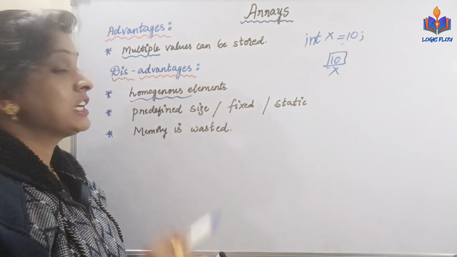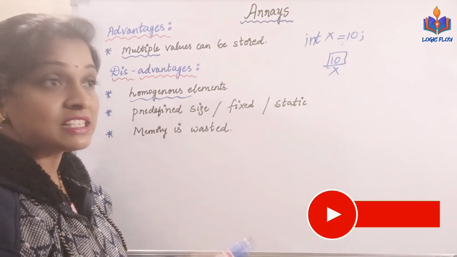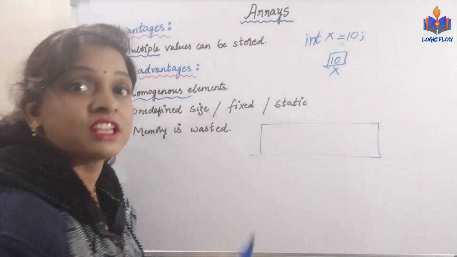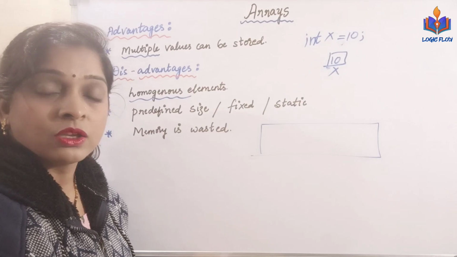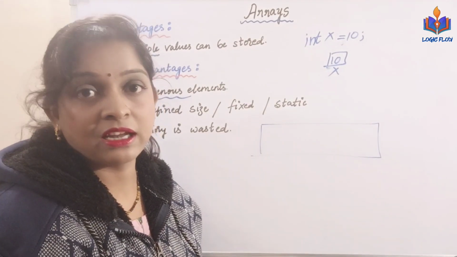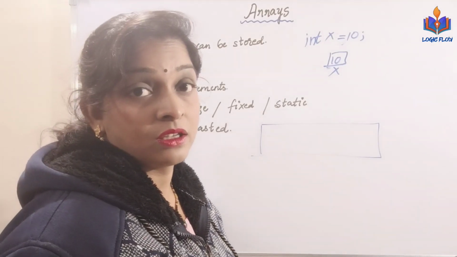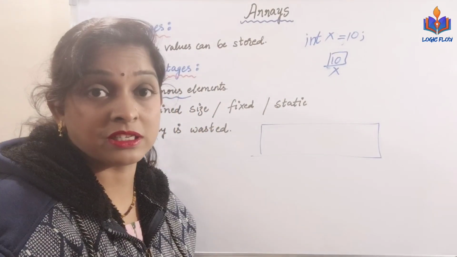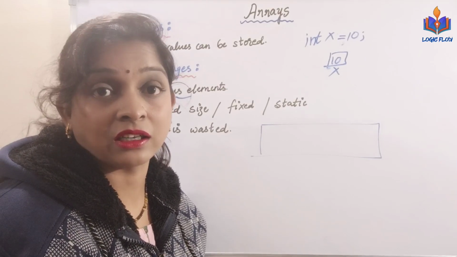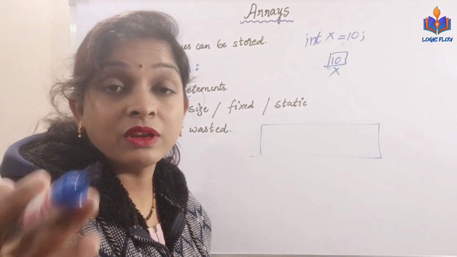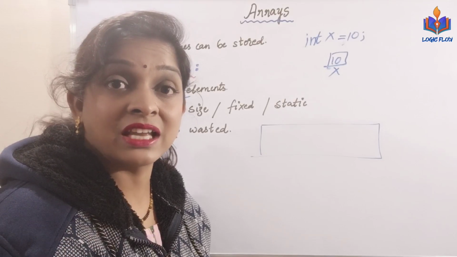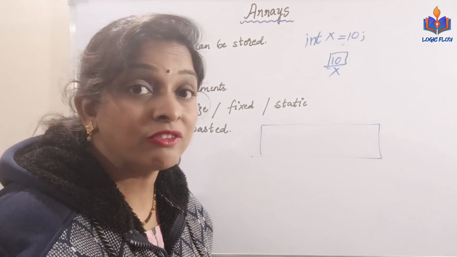Then it is predefined size. Once I say I have to allocate a block of memory, that block is fixed. Usually we mention some maximum size. Whenever we declare an array, we say A of 100, meaning maximum 100 elements. But we may not store 100 elements. We may store less than that, but we cannot store more than that. If I store less than that, that is possible, but memory will be wasted there.